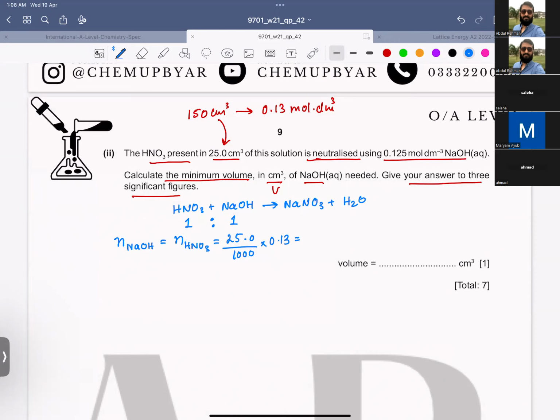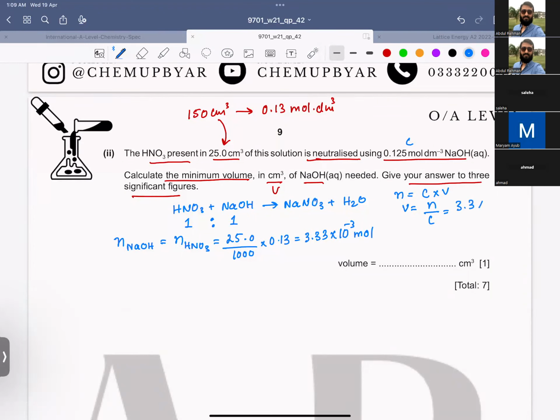3.33 into 10 raised to the power minus 3 are the moles of sodium hydroxide. We have a concentration of sodium hydroxide. We know the formula that number of moles is equal to concentration times volume. So if I have to find the volume, I have to divide the number of moles by the concentration.